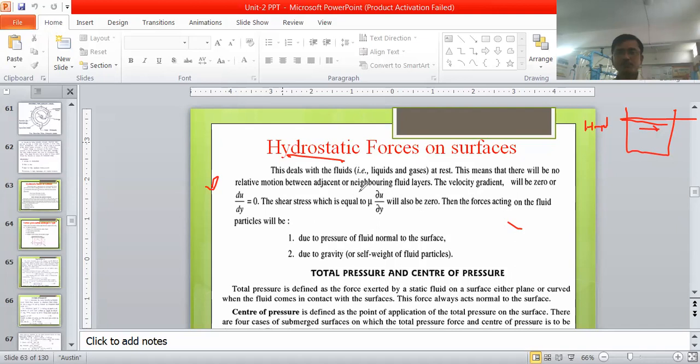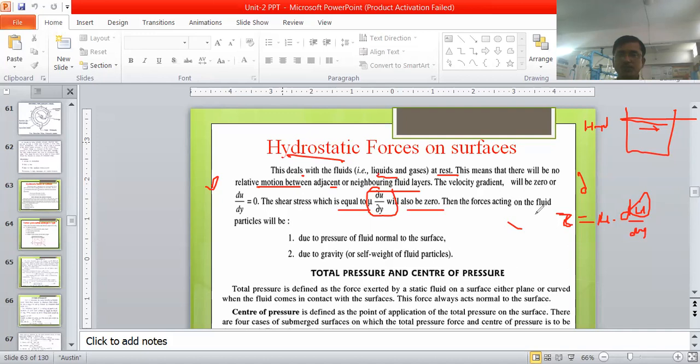So here, hydrostatics deals with fluid, which may be liquid or gas, at rest. This means there will be no relative motion between adjacent or neighboring fluid particles or fluid layers. The velocity gradient will be zero because there is no motion. We have seen Newton's law of viscosity, tau is equal to mu into du by dy, right? If there is no velocity between the fluid particles, then this shear stress will be zero. Shear stress, which is equal to mu into du by dy, will be zero.